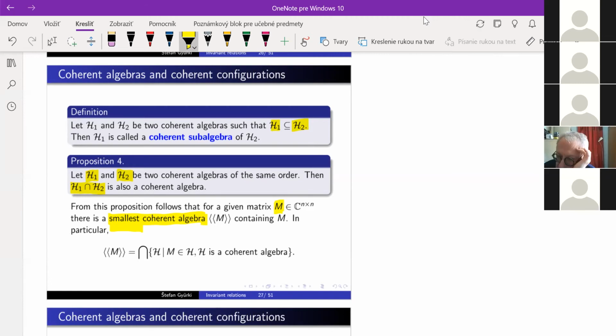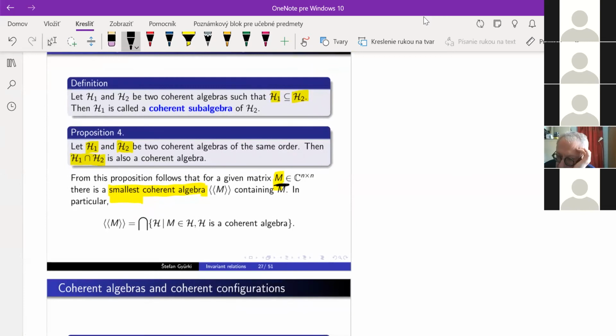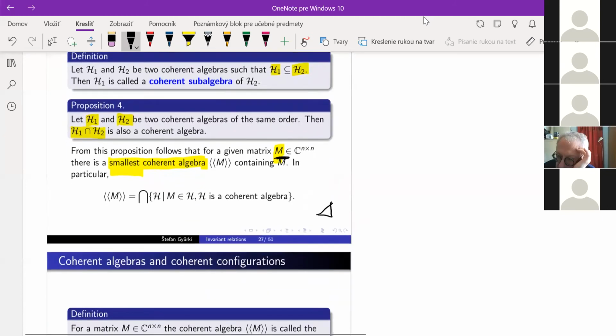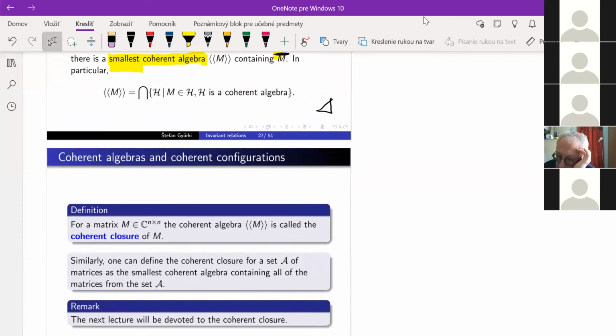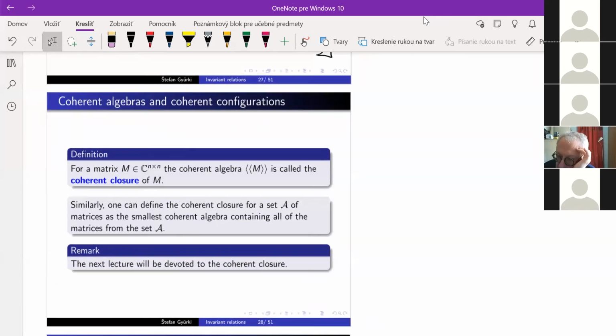We will see that this is really a coherent algebra, and it is obtained as an intersection of all coherent algebras which are containing this chosen matrix M. So for today, we will stop going in this direction, and we will continue with the association schemes. I will return back to this in 2 weeks.